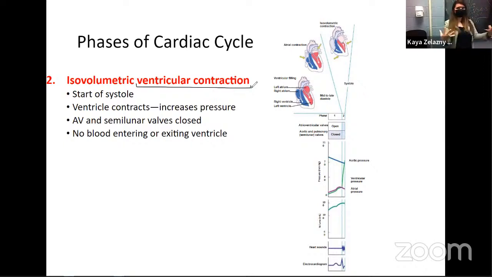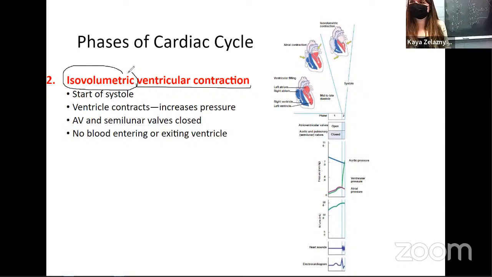So this is the beginning of systole, because systole is the contraction of our ventricles. So the part that's a little trickier is this isovolumetric part. Does anybody remember what that root at the beginning, iso, means? We've seen that tacked onto other words before.